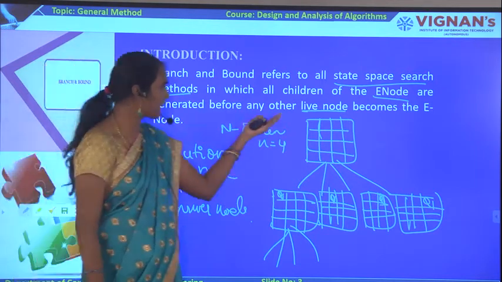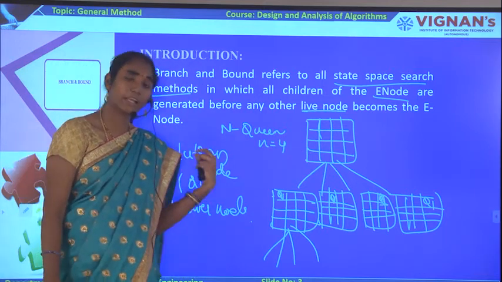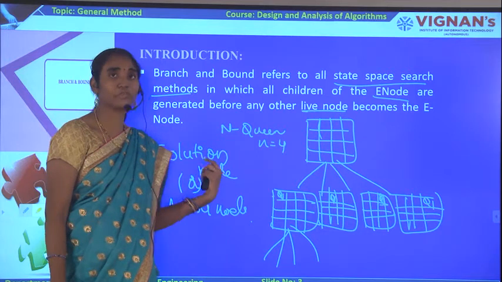Now, what is meant by live node and E node? There are 3 types of nodes basically: live node, E node and dead node. Those we are going to see now.